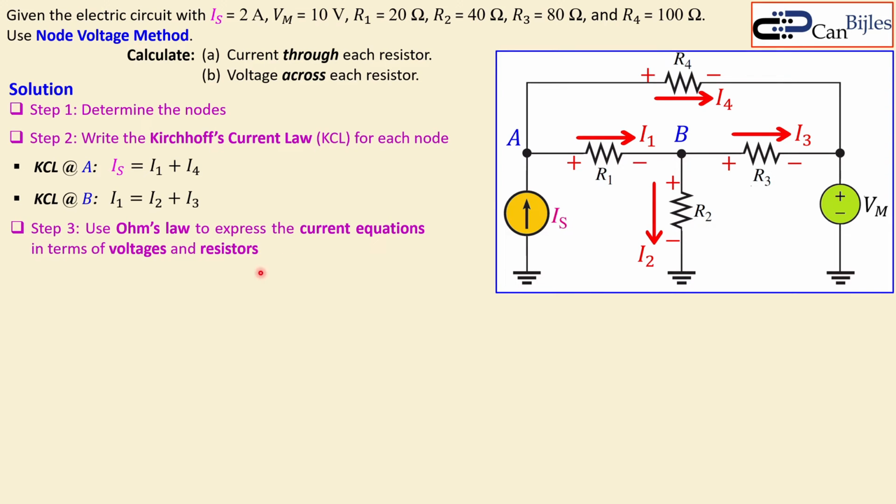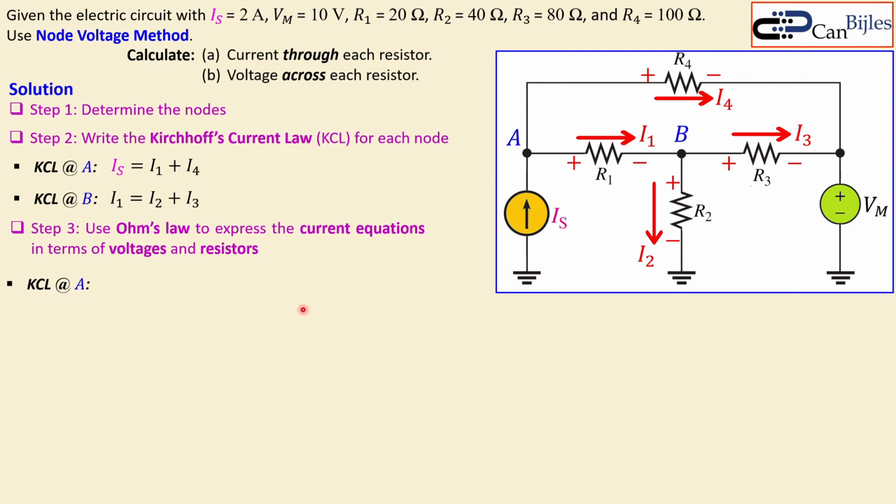Let's go to step 3 and then use Ohm's law to express these current expressions in terms of voltages and resistors. Why do we need that? Because we would like to know the voltages at these 2 nodes. In order to do that, we need to express these in voltages and also the resistors, because we know the resistor values, so we can come closer to the final answers we require.